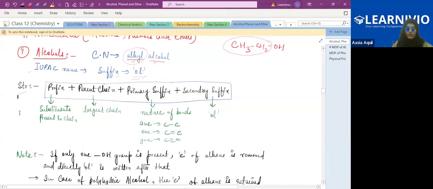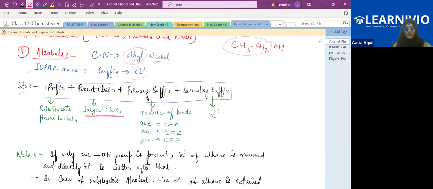See the structure. First prefix, plus parent chain, plus primary suffix, then the secondary suffix. Now, what do you put as the prefix? Prefix is basically the substituent which is present in the chain, so you write it in the first position. After that, the parent chain. The parent chain is the largest chain, the largest number of carbons. That's the parent chain.